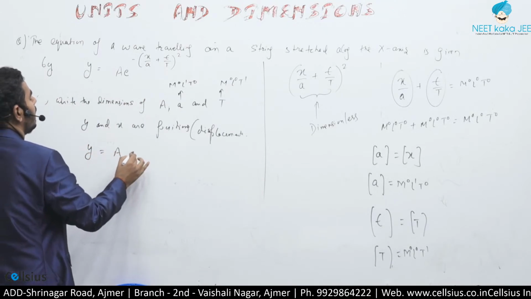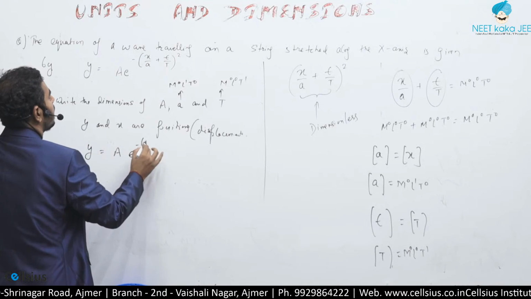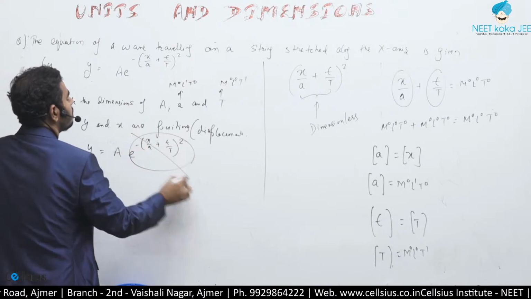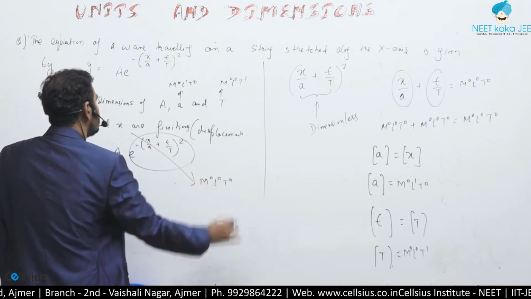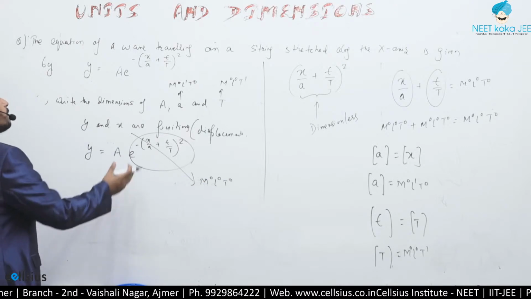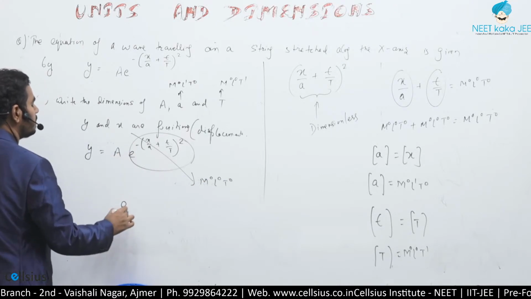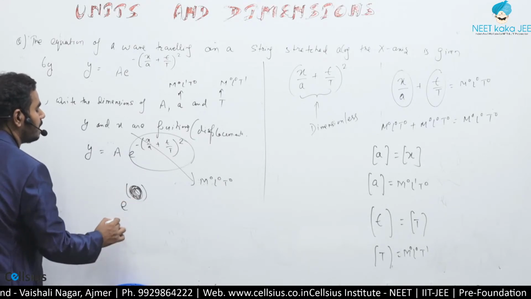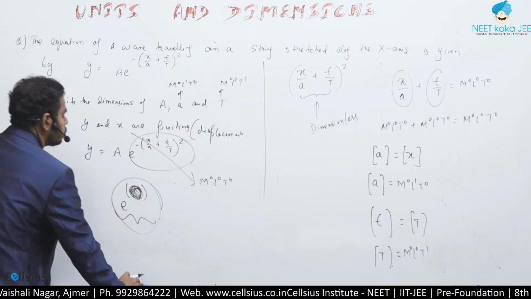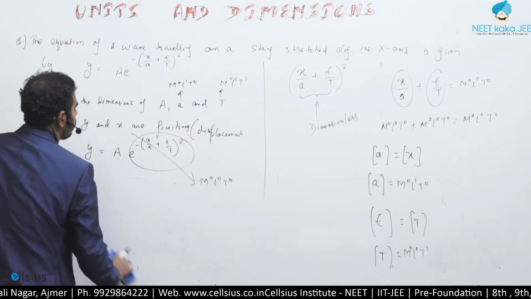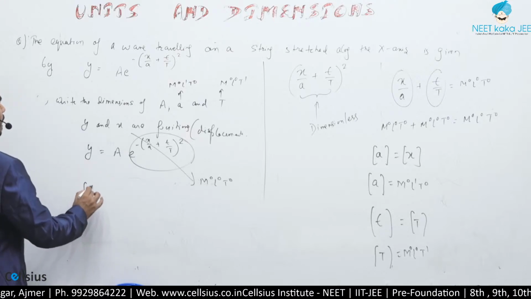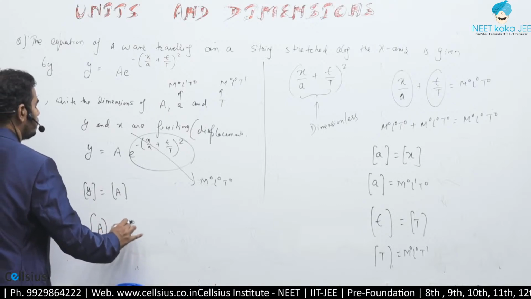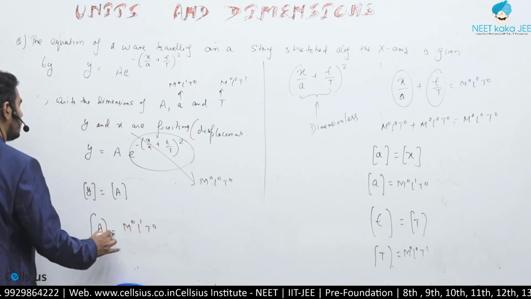Y is equal to A e to the power minus x by A plus t by T square, and this entire thing must be dimensionless, m0 l0 t0. Already I have told you this part. Because this entire thing is dimensionless, if it is written e to the power something, whatever lies over here, this combination must be dimensionless, and this entire thing is also dimensionless. यही बात साइन कॉस सभी के लिए मैंने बताई थी. So dimensionally y must be equal to a, and therefore the dimension of a must be m0 l1 t0. This is the dimension of A.